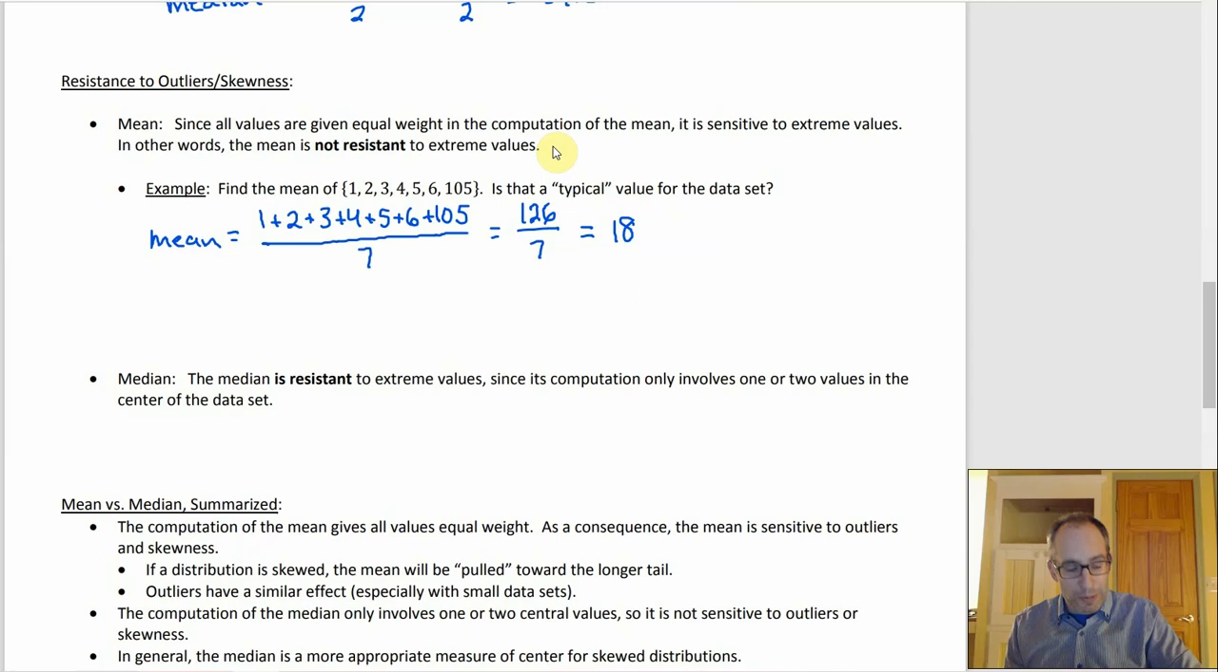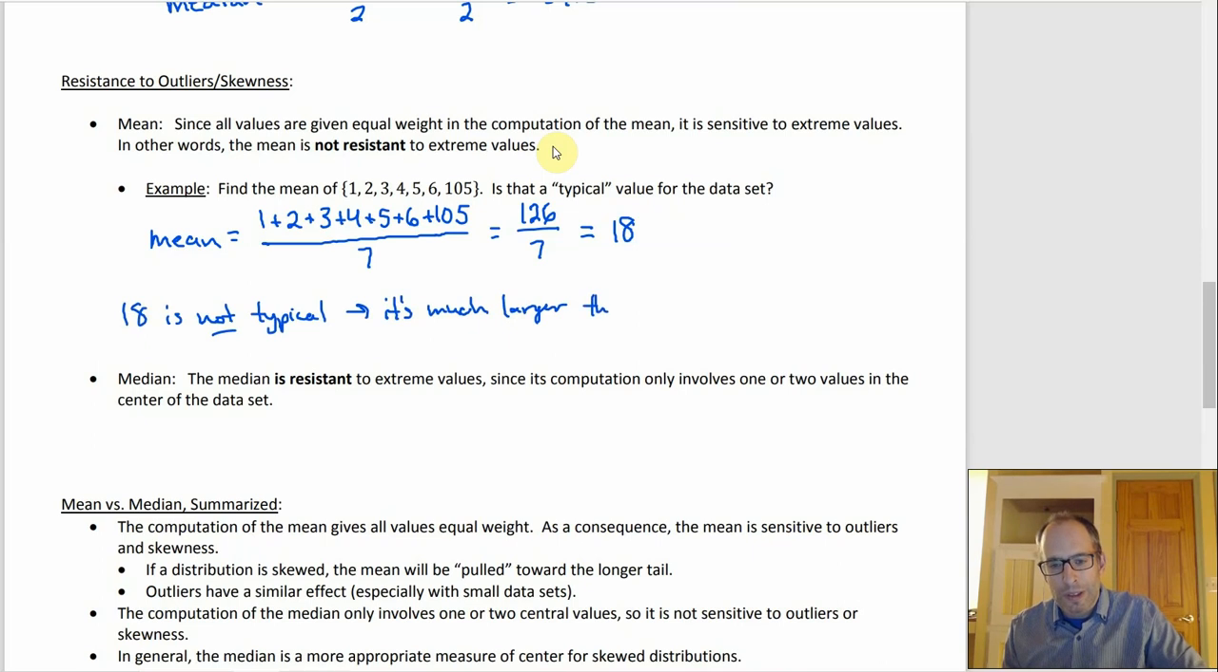All right, and is that a typical value? No. So I would say 18 is not typical. Let's say it's much larger than 6 of the 7 values. And I guess much smaller than the other one, right? A whole lot smaller than that 105.